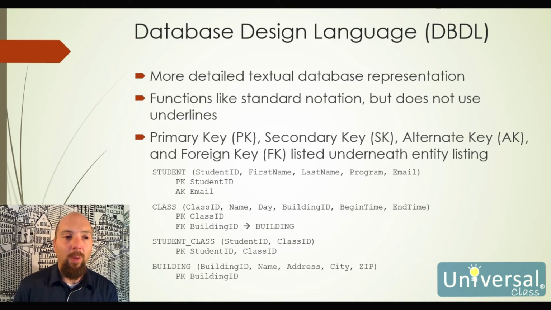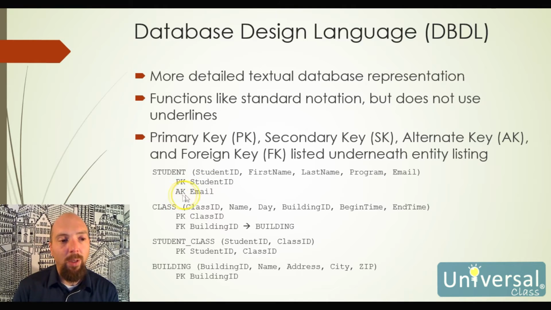So the other way that I can represent it is what's called database design language, and this is called DBDL. It's a more detailed textual database representation. It works just like standard notation, but we don't use underlines. Instead, we list things underneath. So I have my primary key listed as a PK here, and for this particular table called student, PK, our primary key, is student ID.